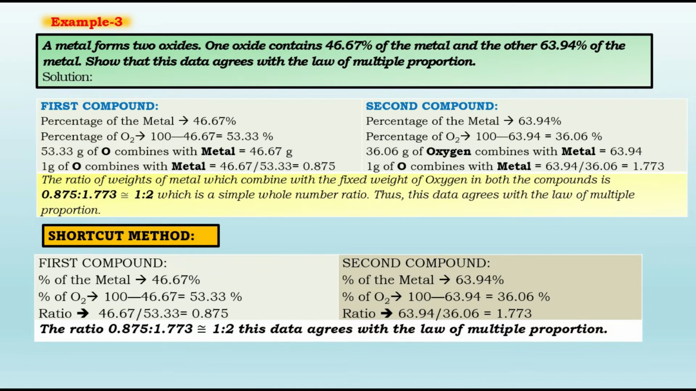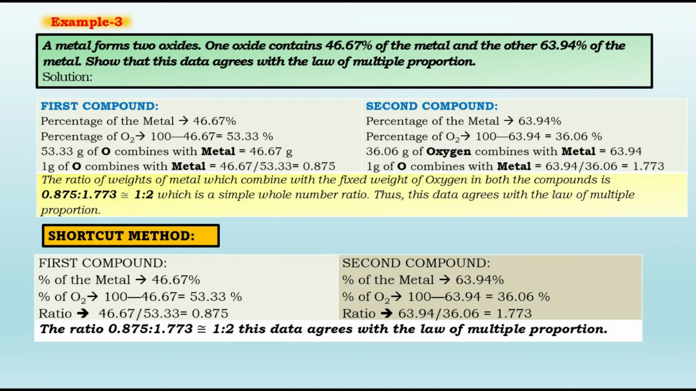53.33 gram of oxygen combined with the metal 46.67 gram. So 1 gram of the oxygen combined with iron is equal to 46.67 divided by 53.33, which is equal to 0.875.